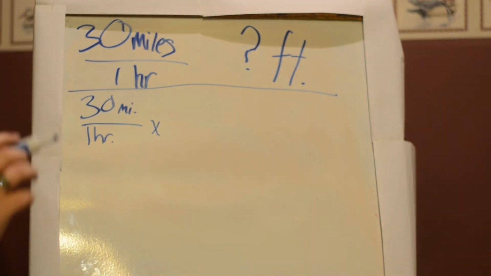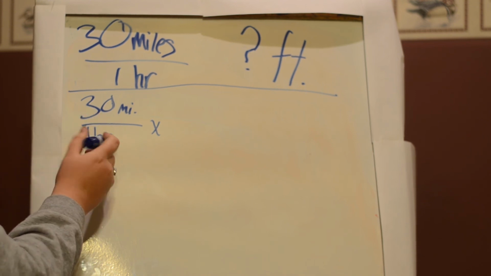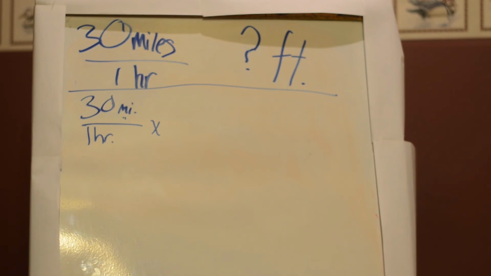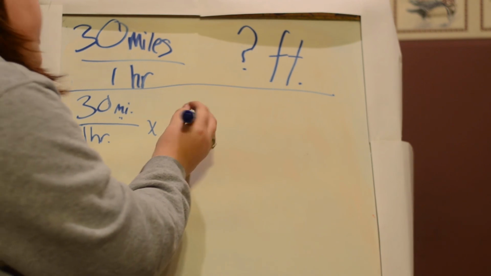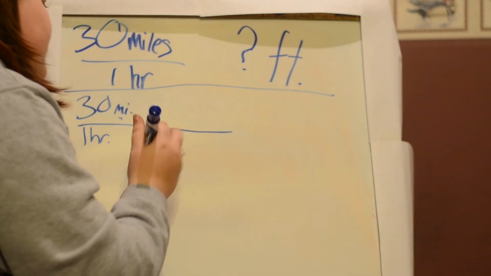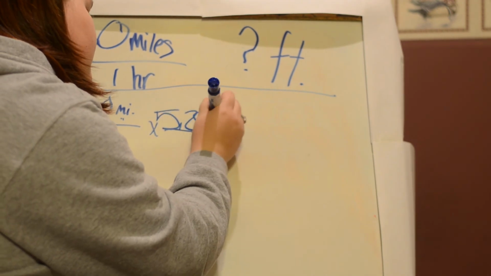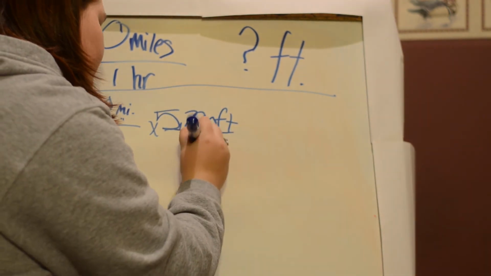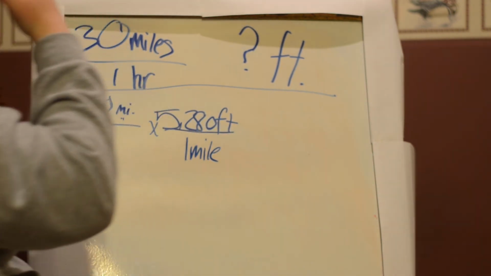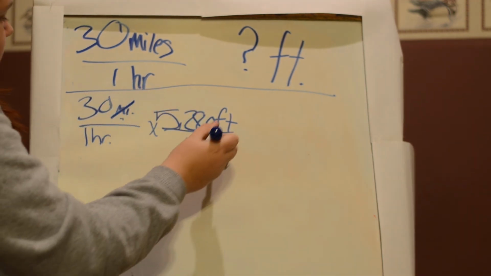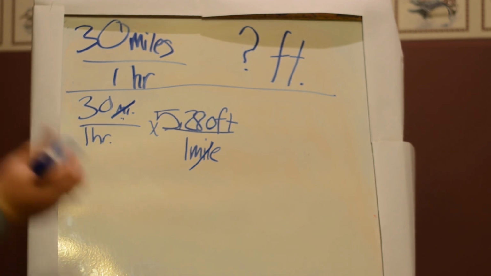And then you can flip-flop it around and you can change your hours to seconds first, or you can change your miles to feet first. That's up to you. I prefer to do feet first because it's usually more complicated. So the conversion factor from miles to feet is 5,280 feet is 1 mile. And so then your miles cancel out. So that leaves you with feet per hour. But we want to be at feet per second.